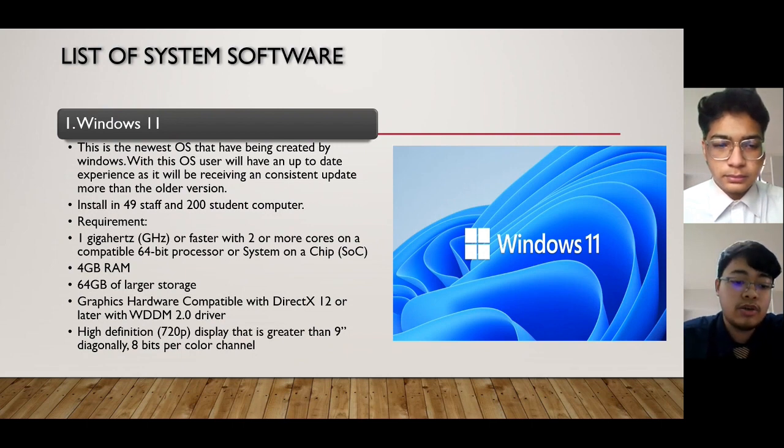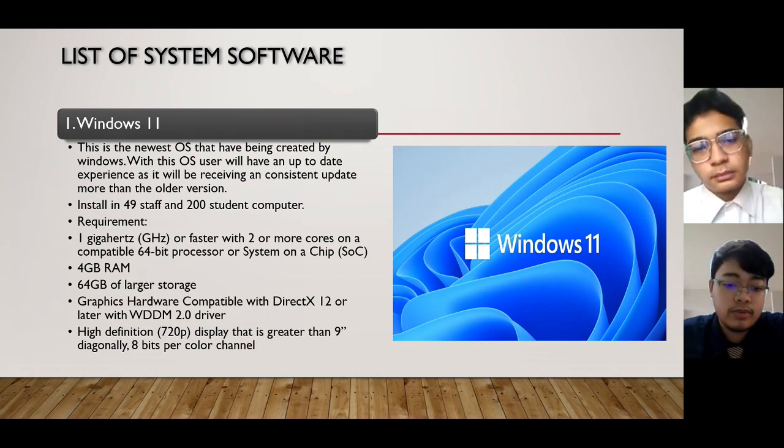For the requirement, the computer must at least have 1 GHz or faster with 2 or more cores on a compatible 64-bit processor or system on a chip. For the RAM, it must have at least 4 GB RAM and the storage must have 64 GB or larger storage. For the graphic hardware, compatible with DirectX 12 or later with WDDM 2.0 driver. High definition 720p display greater than 9 inches diagonally, 8 bits per color channel.